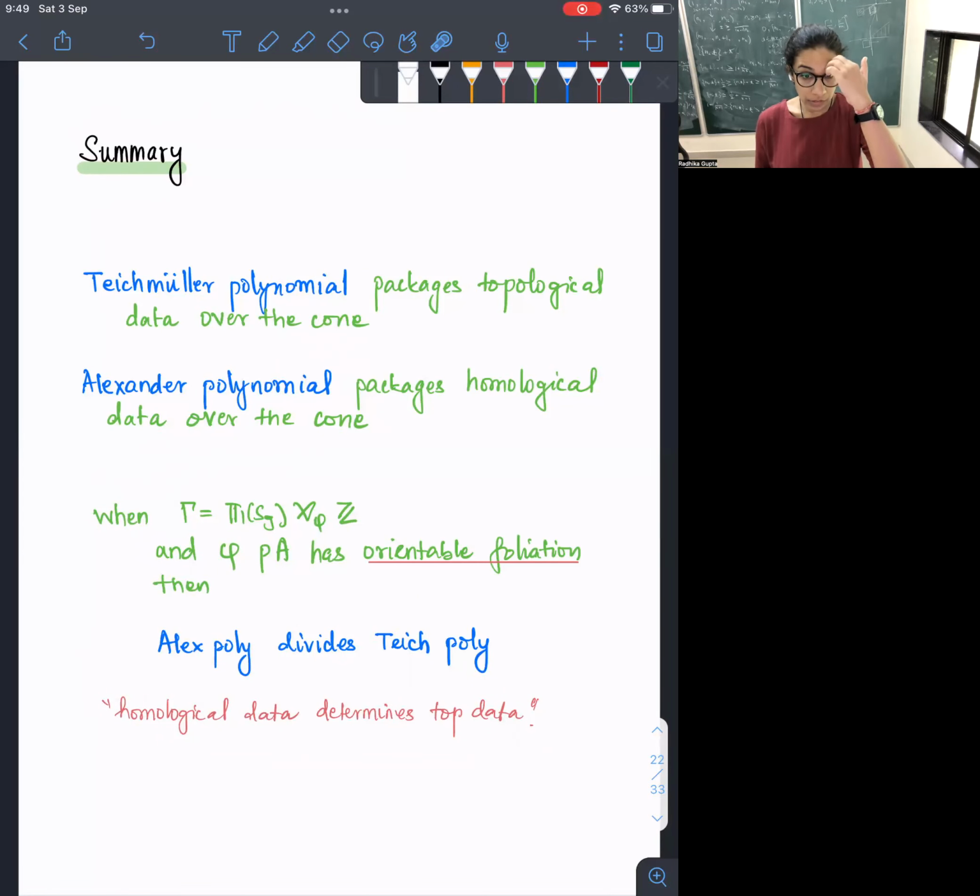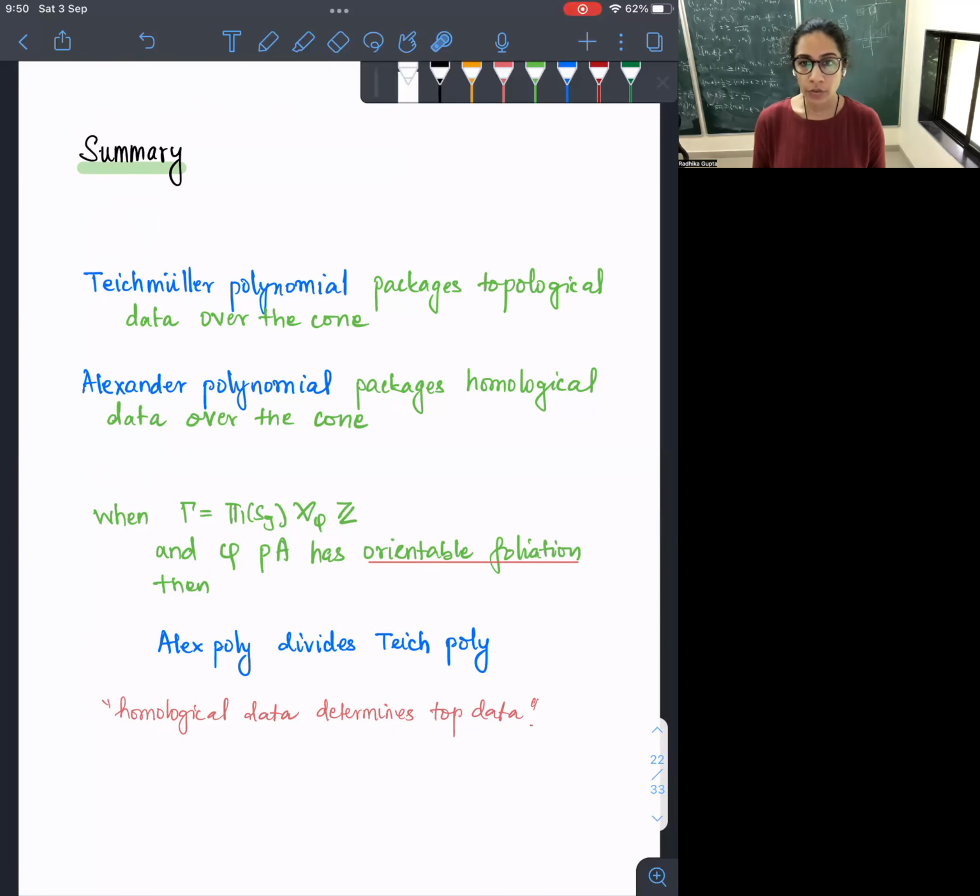So summarizing this result in the three-manifold case, we have the Teichmuller polynomial, which packages the topological data over that fibered cone. We have the Alexander polynomial, which packages the homological data over the fibered cone. And remember, a guiding question was, when does homological data determine the topological data? If I'm starting with a mapping torus of a pseudo-Anosov homeomorphism, and that homeomorphism has a transversely orientable foliation, then the Alexander polynomial divides the Teichmuller polynomial. So the homological data is determining the topological data when the foliation is orientable. So instead of just looking at stretch factors individually, now we are able to study the stretch factors of pseudo-Anosov homeomorphisms over that whole big cone using these polynomials.